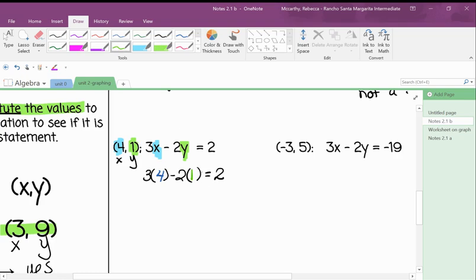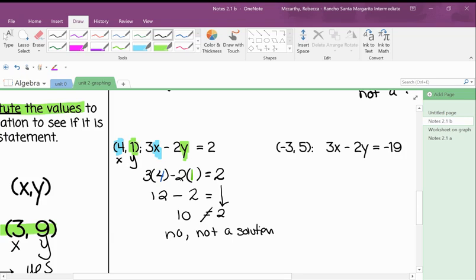Using order of operations, I'm going to simplify my left side. 3 times 4 is 12. And I'm going to write that step just to show how I'm getting these answers. 2 times 1 is 2. And 12 minus 2 is 10. On the other side, it's already simplified, and that is 2. And this is not a true statement, so no, not a solution. So that point does not fall on that graph. Okay, so that's how I know algebraically.